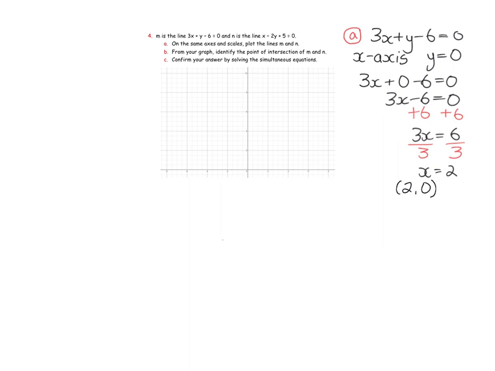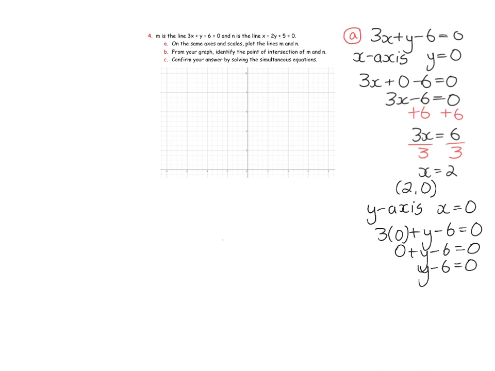Then we can figure out where it's going to cross the y-axis. When it crosses the y-axis, we know that x is equal to 0. So this will be 3 times 0 + y - 6 = 0. This will be 0 + y - 6 = 0. So we'll have y - 6 = 0. Then we can add 6 to both sides, and we'll end up that y = 6. Then the point we have from this is (0, 6).